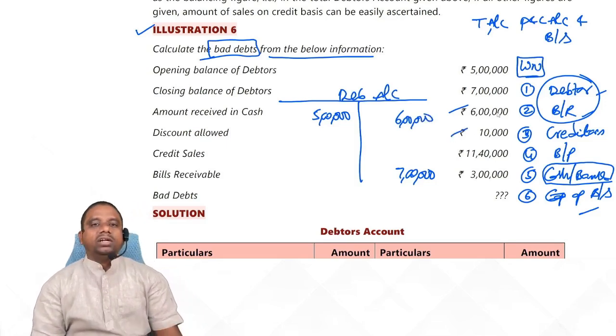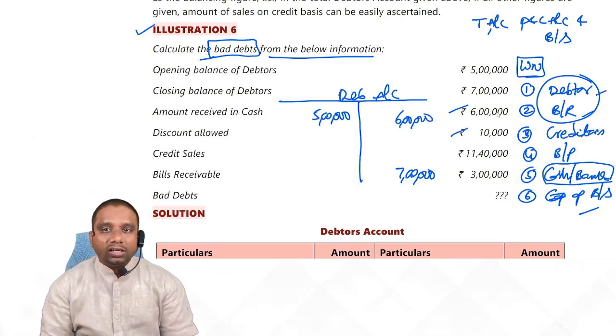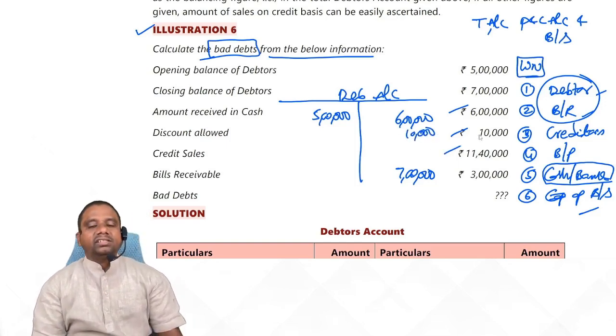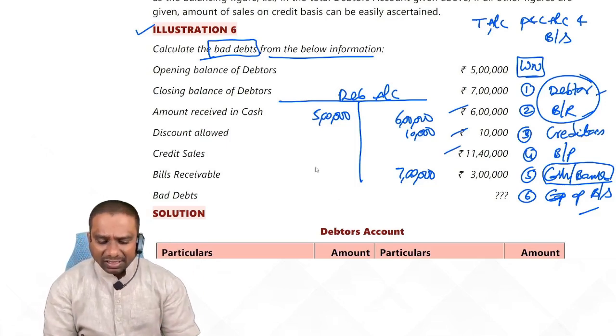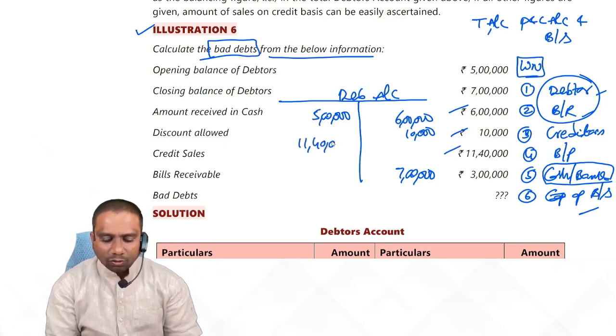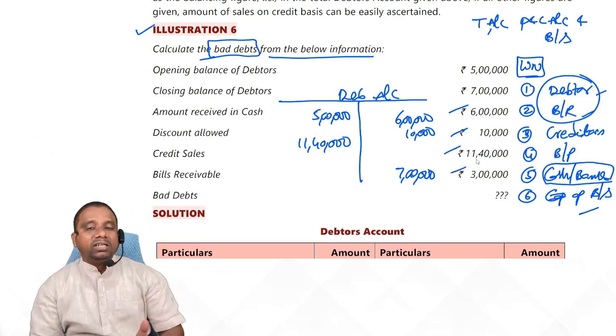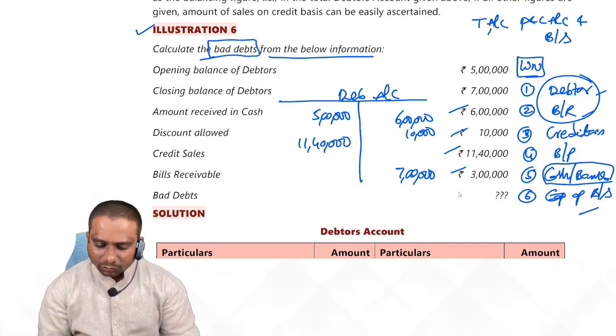Discount allowed. Entry: discount allowed account debit to debtor account. So credit 10,000. Credit sales. Entry: debtor account debit to sales account, 11 lakh 40,000. Next one, bills receivable. Entry: bills receivable account debit to debtor account. So 3 lakhs.